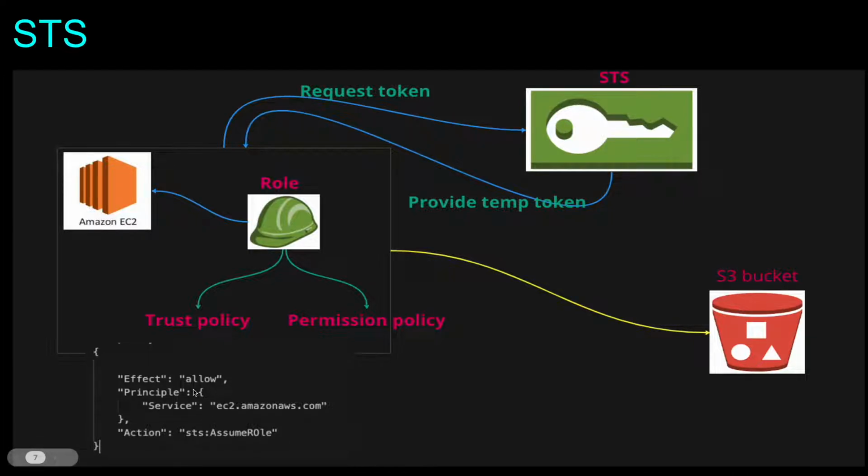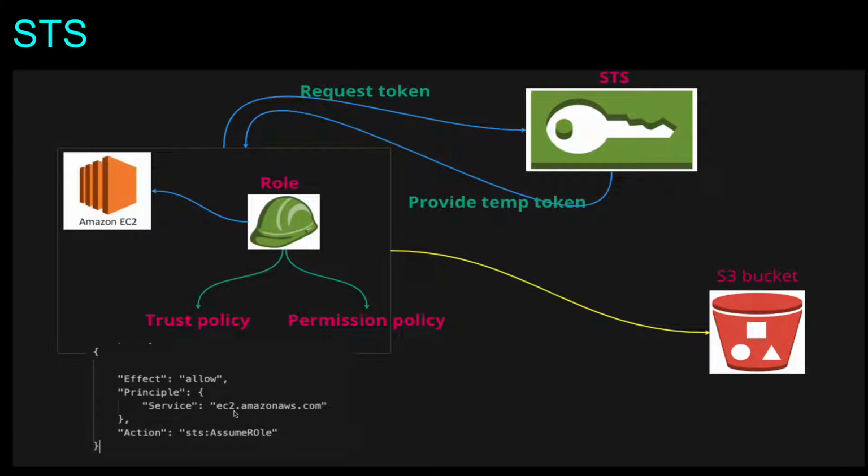I'll show you in the console in a bit. So it says effect is allow, and the principal says this is the principal, all the EC2 instances in AWS, and the action is STS assume role. So basically, whoever accesses this role, they can assume it. In this case, we need to add the service.